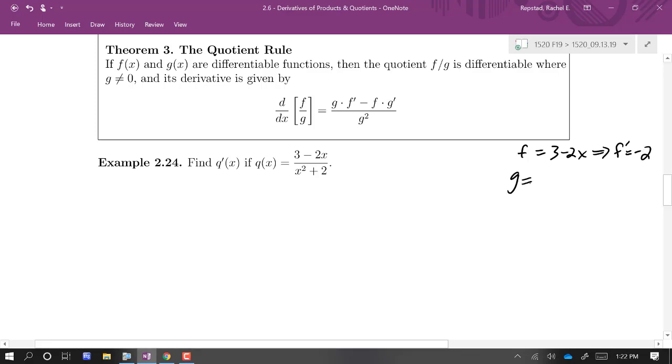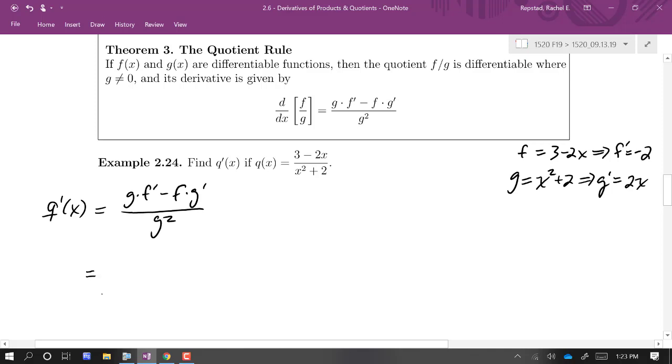And our G is the bottom function, x squared plus 2. What is G prime? 2x. Good. Look, we haven't needed to do any limits, right? How nice is that? All right, so Q prime of x is G F prime minus F G prime all over G squared.